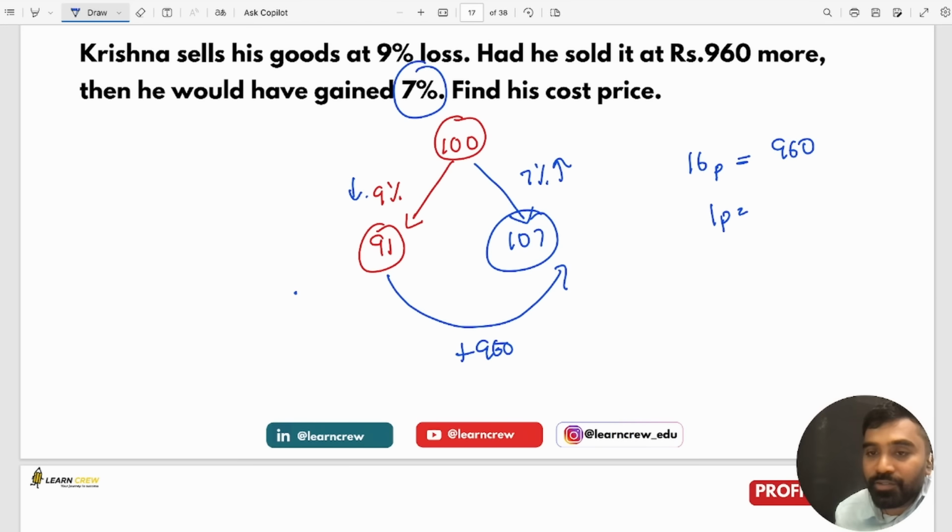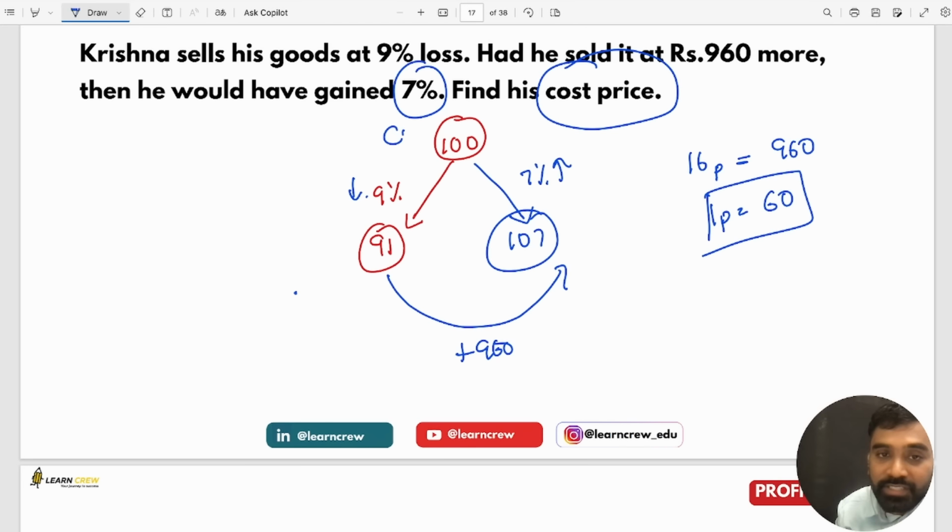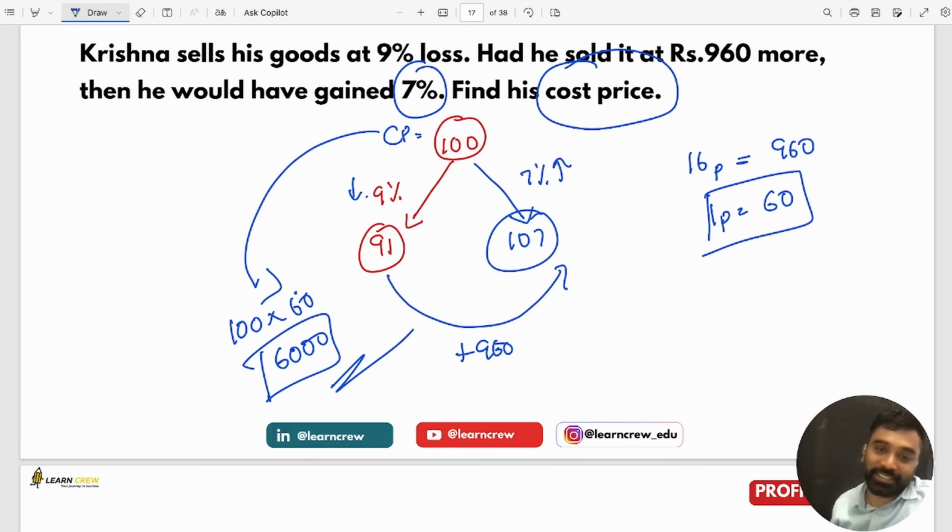What is one part value? One part value becomes 60. If one part value is 60, what are they asking? Cost price. What was this 100? Cost price. If this is 100, this becomes 100 into 60. That is nothing but 6,000. This is the cost price.